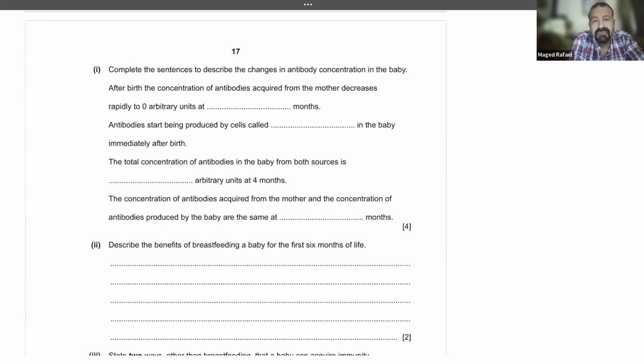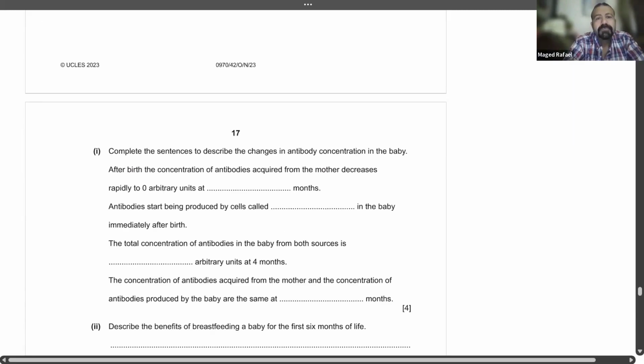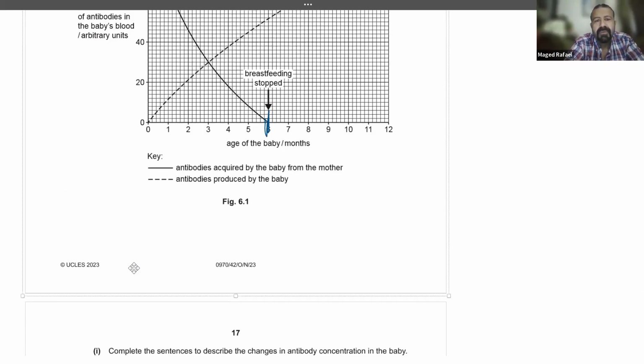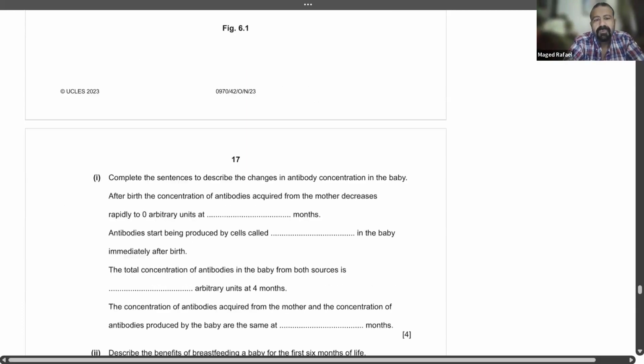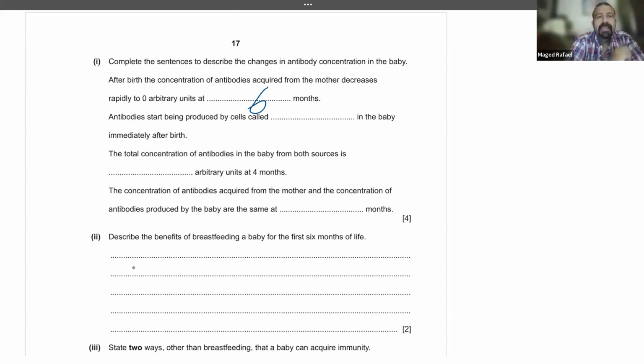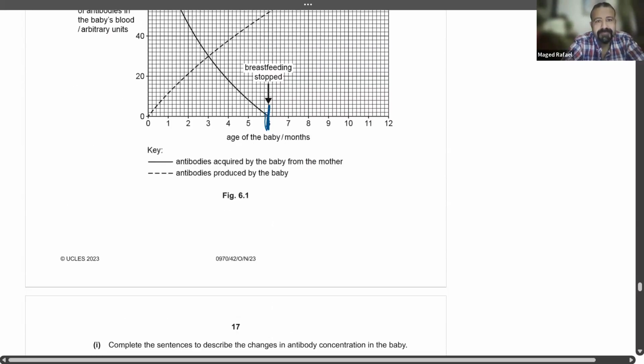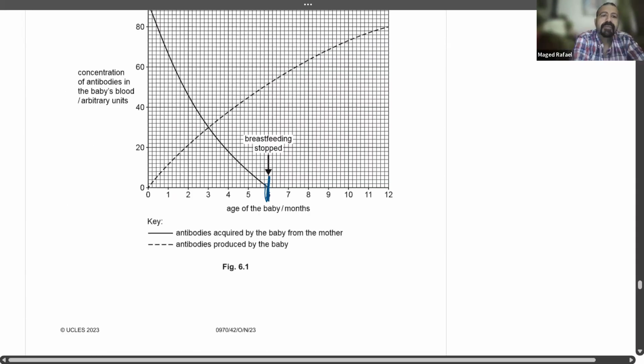After birth, the concentration of antibodies acquired from the mother decreases rapidly to 0. When do we reach 0? At 6 months. So we will write 6 here. Antibodies start being produced by cells called, what is the name of the cells? Lymphocytes. And the total concentration of antibodies in the baby from both sources is, what do you think?